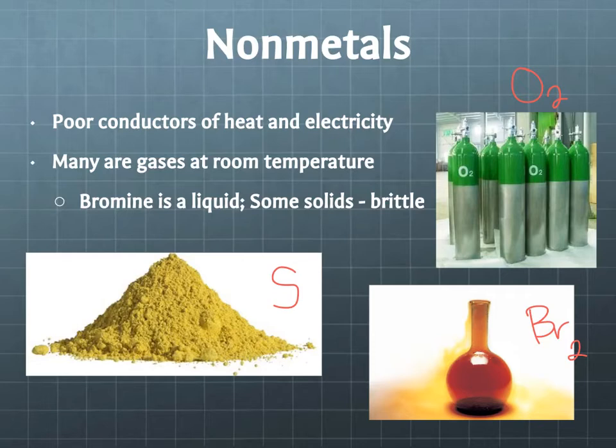Their colors don't really follow anything, but the gases on the periodic table do fit into the nonmetal category, including the noble gases, which have no charge because they have a full valence shell, as well as some of the other gases that we know, oxygen, nitrogen, things like that. And then our solids are all going to be brittle solids, so they form powders rather than being able to be hammered flat or stretched into a wire.